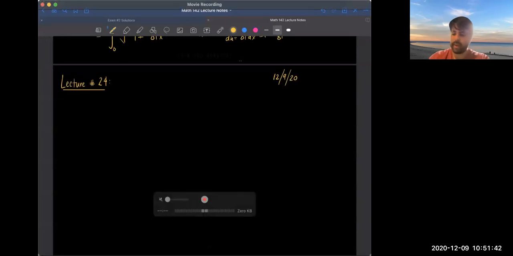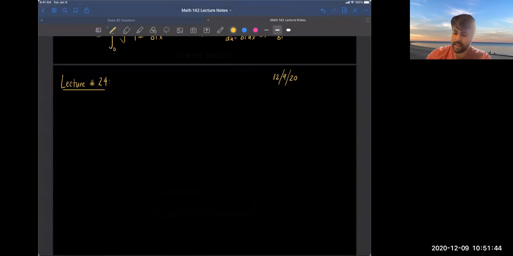Last class we talked about arc length, didn't we? And we saw how to find arc length is very similar to the way we've been finding area underneath the curve and the way we've been finding the volume of a solid when it's revolved around a certain axis, right?